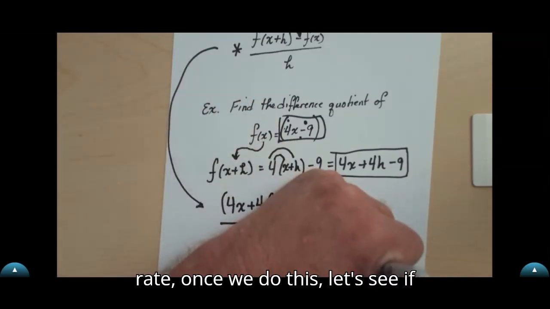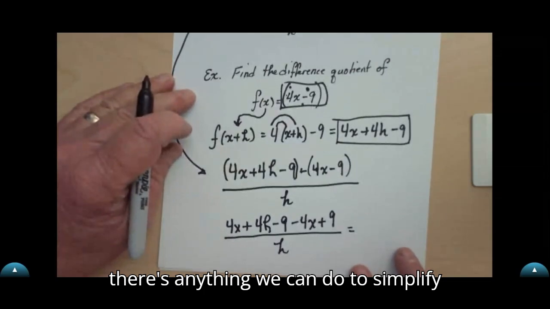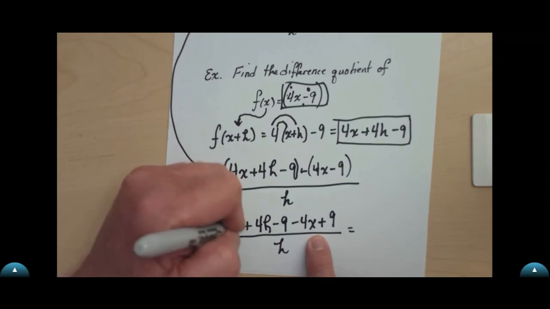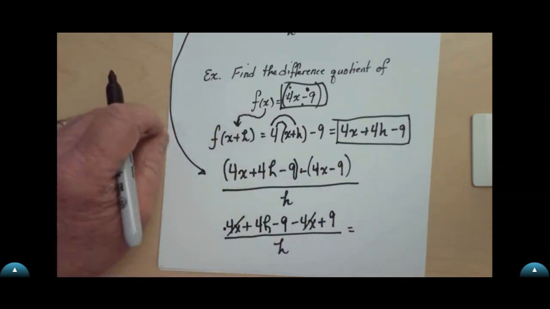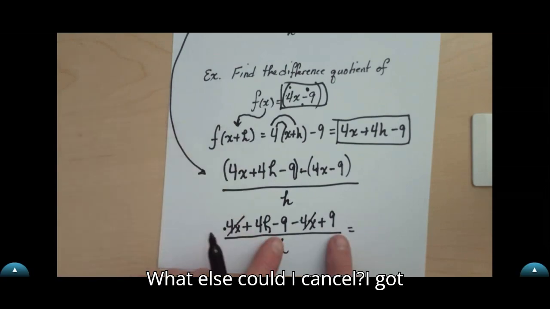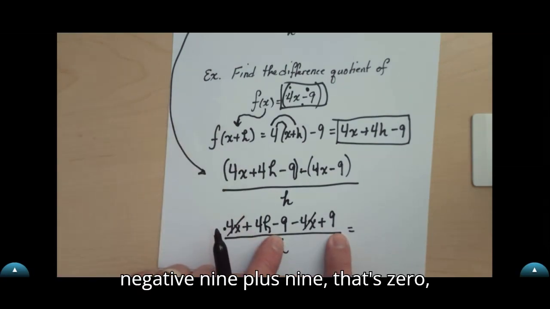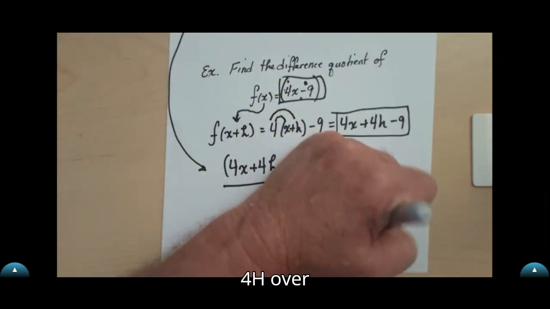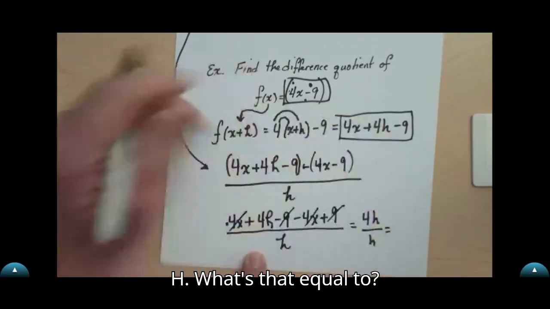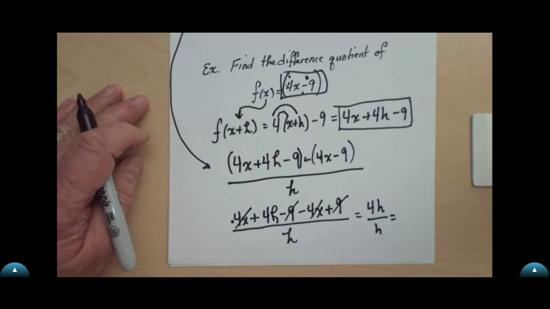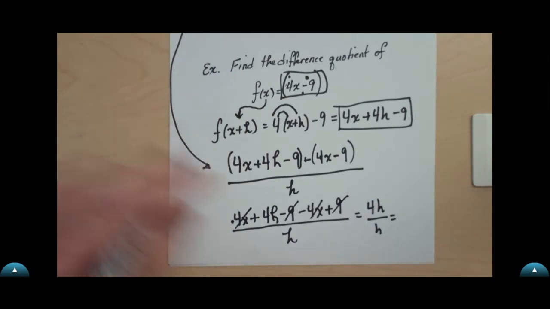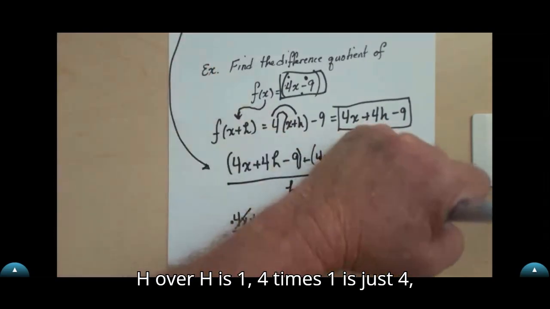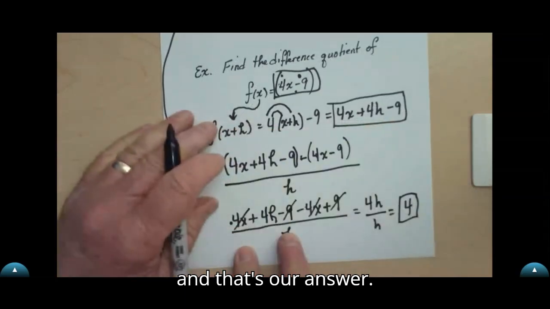At any rate, once we do this, let's see if there's anything we can do to simplify it. First of all, I see 4x minus 4x. Do you see that? I could just cancel those, can't I? What else could I cancel? I've got negative 9 plus 9. That's 0. That cancels. So all I have is 4h over h. What's that equal to? Won't the h's just cancel? h over h is 1. 4 times 1 is just 4. And that's our answer.